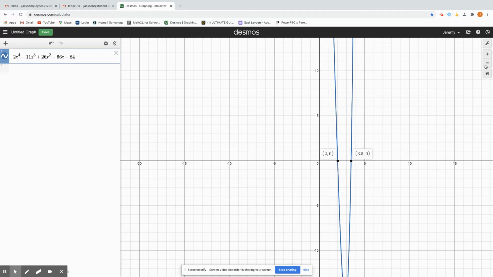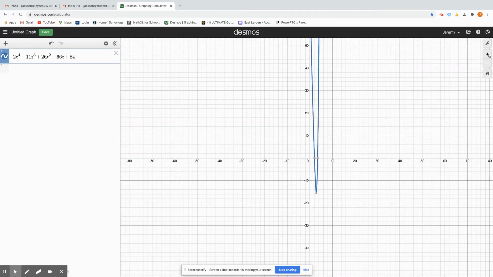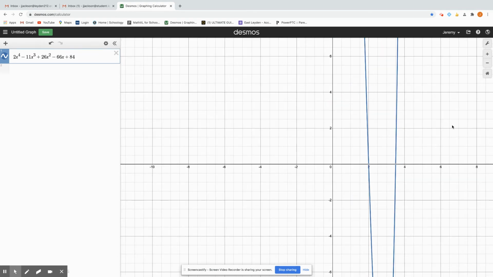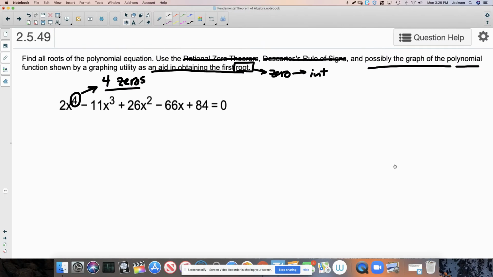Now, because we don't see any other intercepts happening, the assumption that we have to go off of is that the other 2 zeros are complex, right? So that's what the fundamental theorem of algebra tells us. There's 4 zeros. So right now we've seen 2 x-intercepts, okay? And those x-intercepts were at 2 and 3.5, okay? We're missing the other 2 intercepts. We're missing the, not necessarily intercepts, but zeros, right? Okay, so how do I find these?